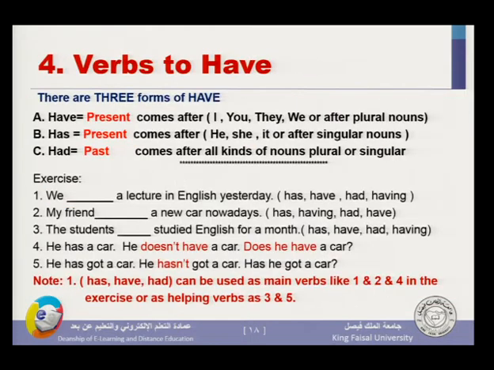Here are other examples. Have in the present comes after I, you, they, we, or after plural nouns. I say I have. In the present you have, they have. But with she, he, and it, have becomes has. So I say he has, she has, it has. Okay. In the past, have and has become had. So had, the past, comes after all kinds of nouns, plural or singular. I say I had, he had, because we're talking about the past form of has and have.